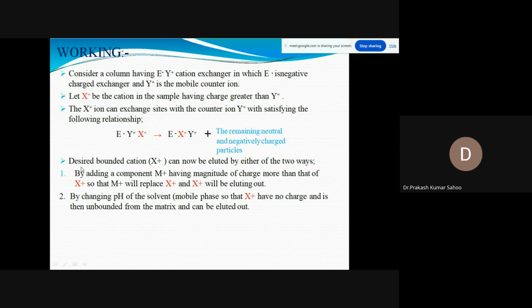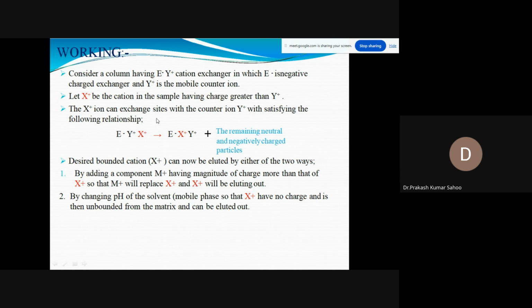So the desired bound cation X plus can now be eluted in two ways: by adding a component M plus having a magnitude of charge more than that of X plus, so that M plus will replace X plus and X plus will elute out, or by changing the pH of the solvent, that is the mobile phase, so that X plus has no charge and is then unbound from the matrix and can be eluted out.